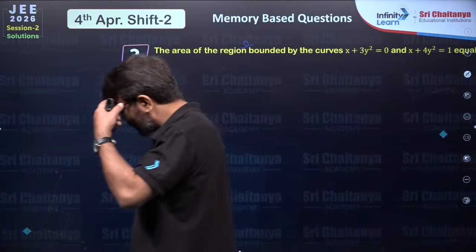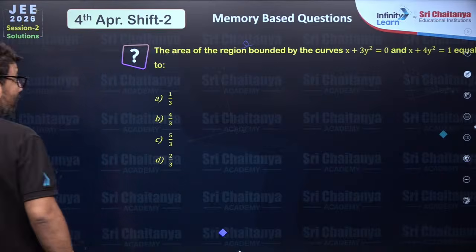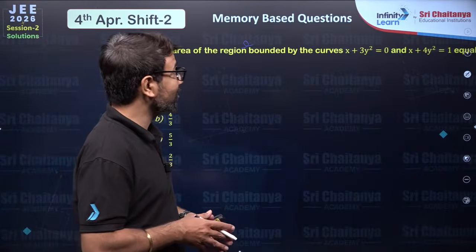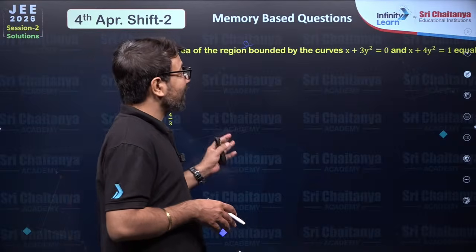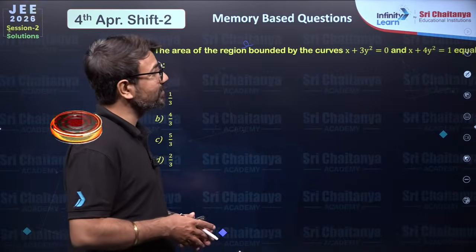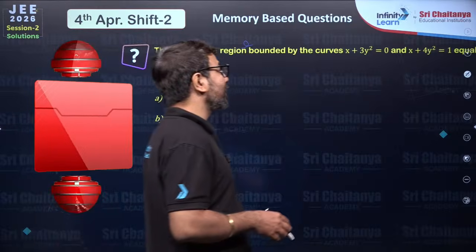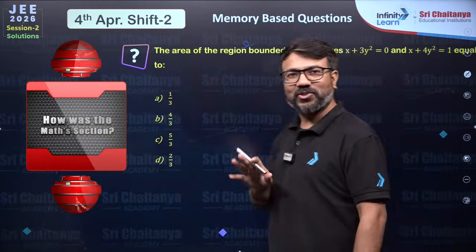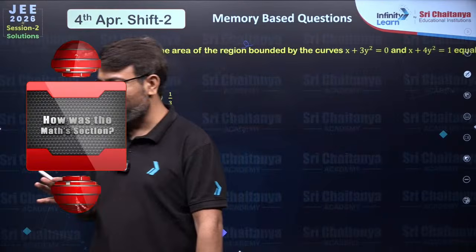Guys, this is also one of the easiest questions that we have from the JEE Main this time, related to the application of integration: area bounded between the two curves x plus 3y square equal to 0 and x plus 4y square equal to 1. They are asking for the area between these two curves. So I will teach you a shortcut of how to deal with such problems.